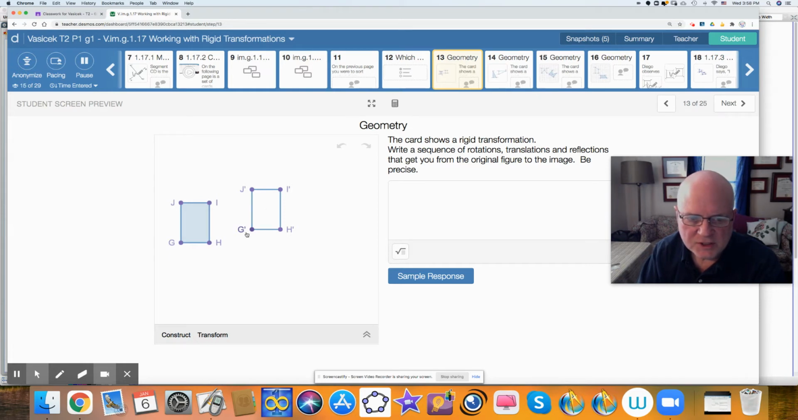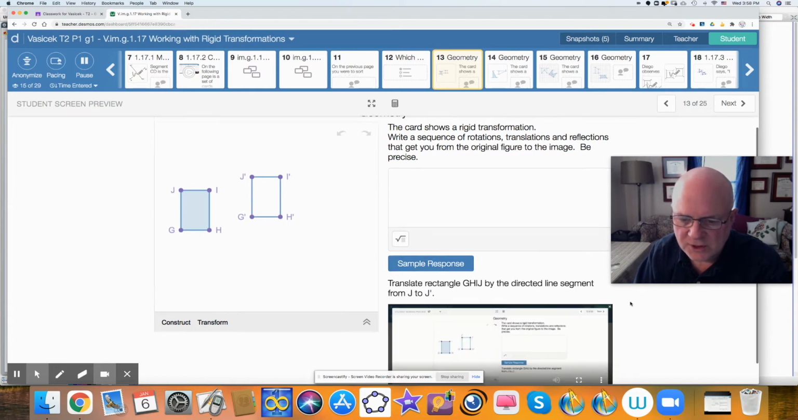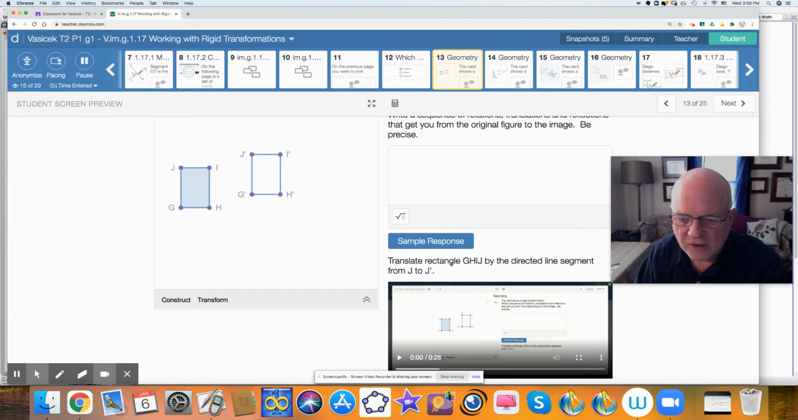The pre-image does not have the prime symbols. This little apostrophe means G prime, H prime, I prime, J prime. We're going from the pre-image to the image. And when you look at the response after you write yours, you can see here I've written what it is supposed to do, and I've given you a video showing you how to do it on this if you wanted to try to do it.